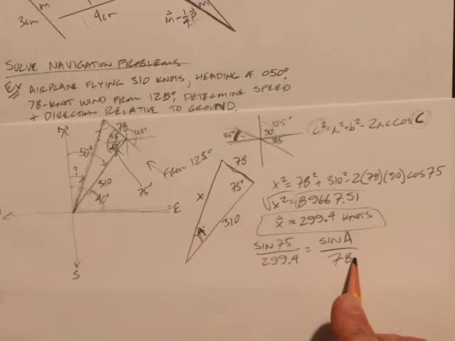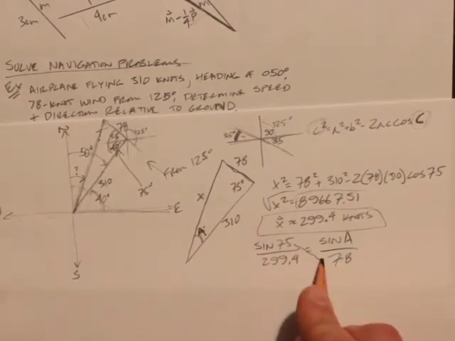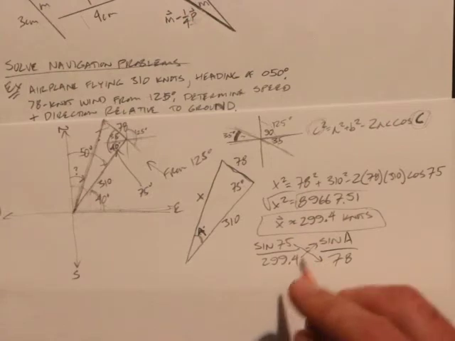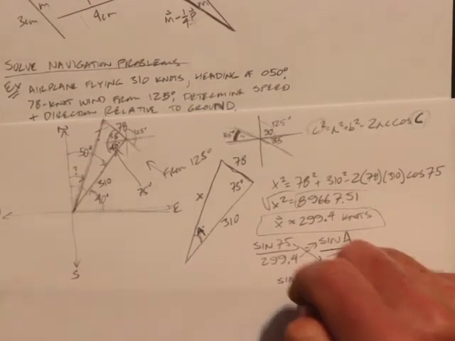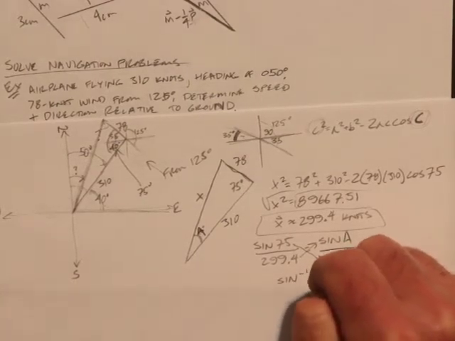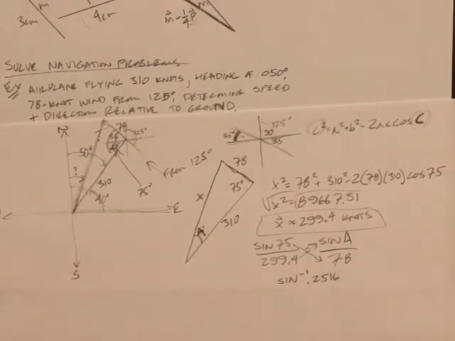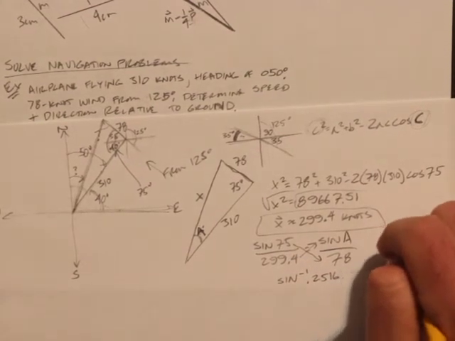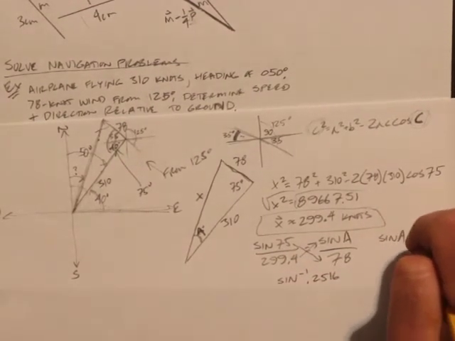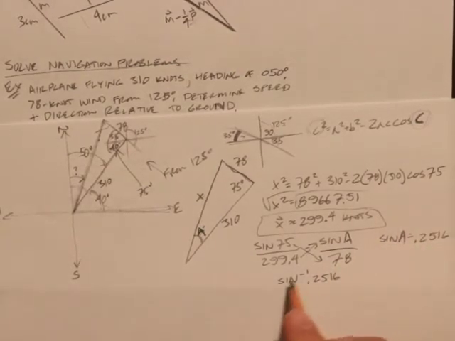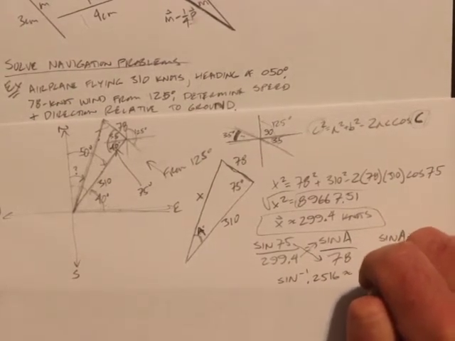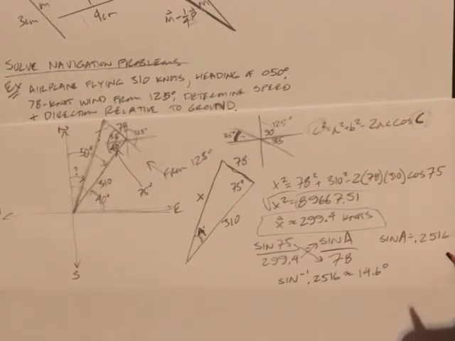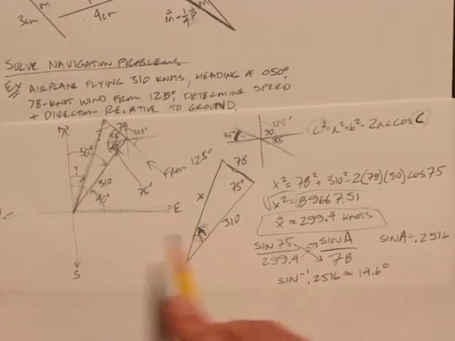So if I were to multiply all of this out together, I can do it like this, right? And then I end up with 0.2516. So I end up with sine of A equals 0.2516. So I do the inverse sine of that, and I end up with about 14.6 degrees. So that is this angle right here.